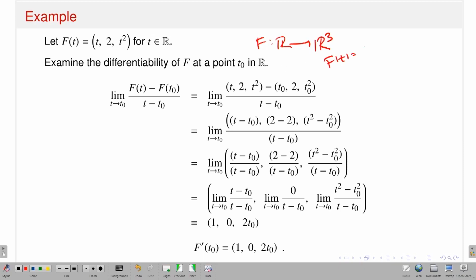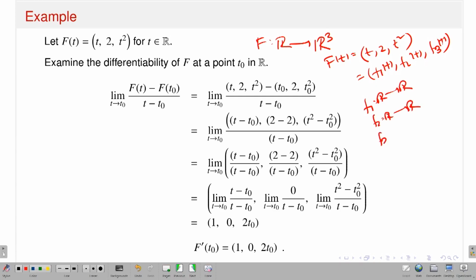So, f of t is nothing but, I have written here, t, 2 and t square. In other words, what are the component functions? As I said, if I have a function from R to R3, then it will have 3 component functions. If I write it as f1(t), f2(t) and f3(t), where f1 is a function from R to R, f2 is a function from R to R, and f3 is a function from R to R. And very simple functions: f1(t) is equal to t, f2(t) is equal to 2, and f3(t) is equal to t square.